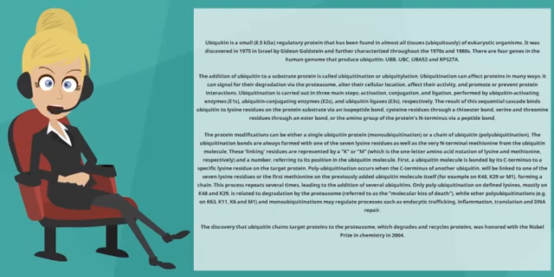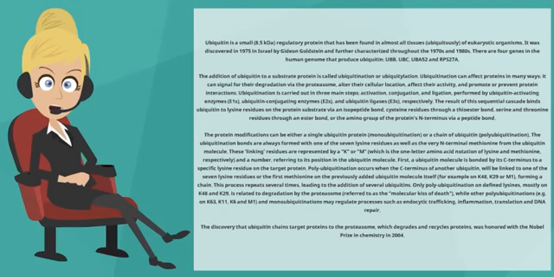First, a ubiquitin molecule is bonded by its C-terminus to a specific lysine residue on the target protein. Polyubiquitination occurs when the C-terminus of another ubiquitin is linked to one of the 7 lysine residues or the first methionine on the previously added ubiquitin molecule itself, for example on K48, K29 or M1, forming a chain. This process repeats several times, leading to the addition of several ubiquitins.